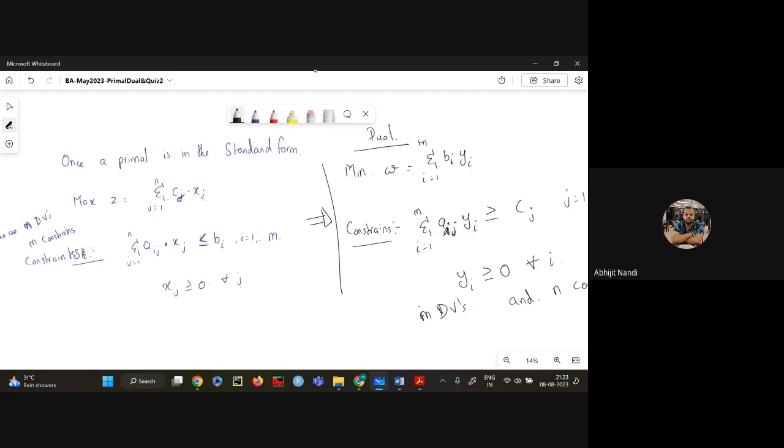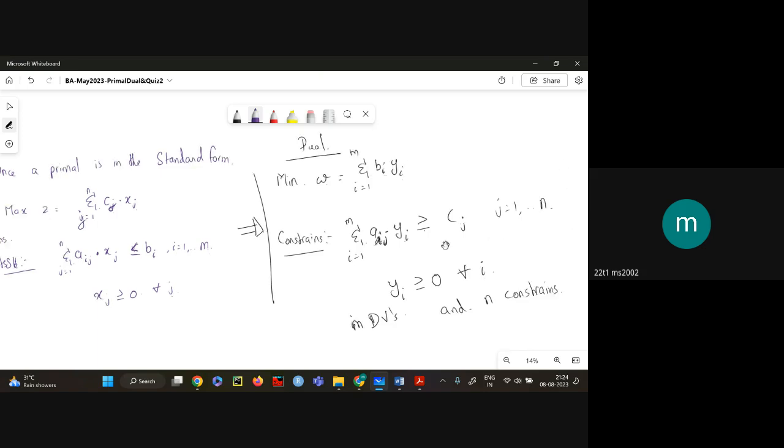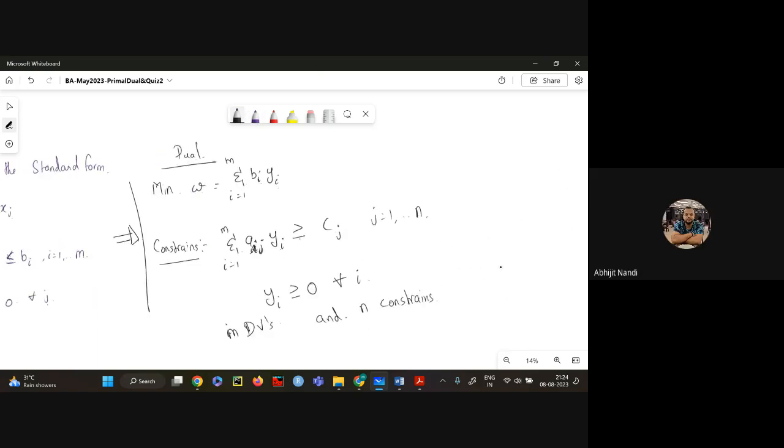Sir, in the constraint equation for the dual, the limit is from 1 to n, no? Will it be m or n? It will be m, because I have m constraints. So I should have m coefficients here. In the primal, there are n decision variables. Correct, that is total j, the number of variables. So here it is j is equal to 1 to m.